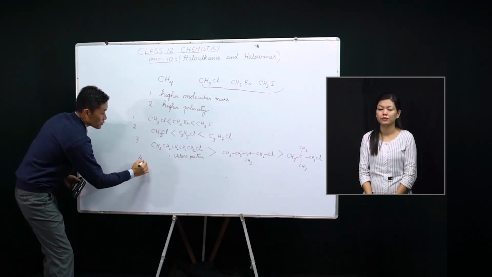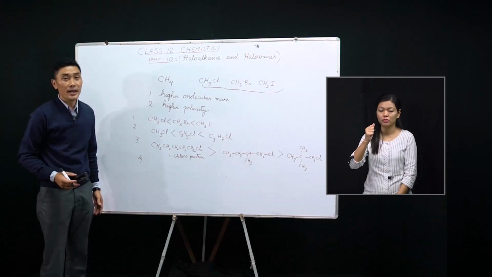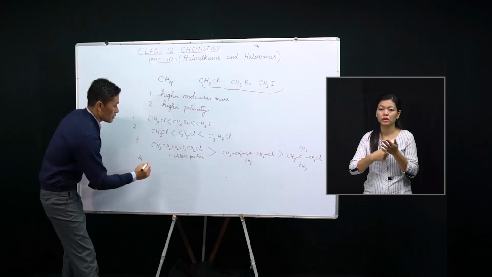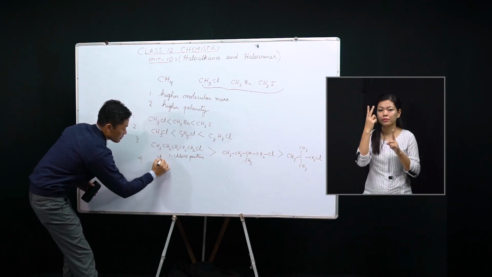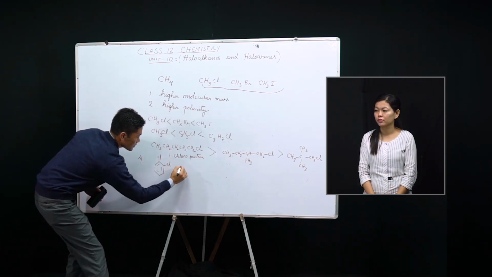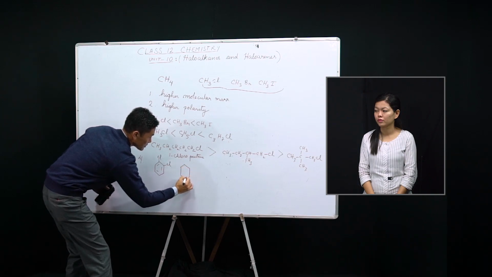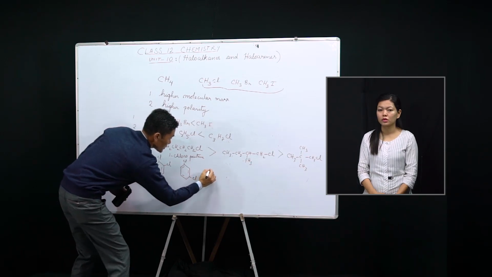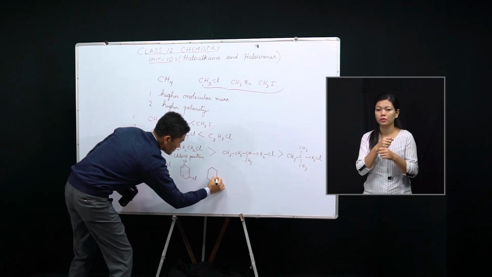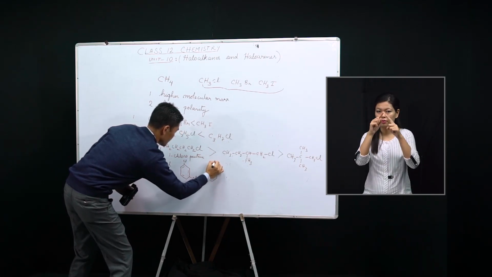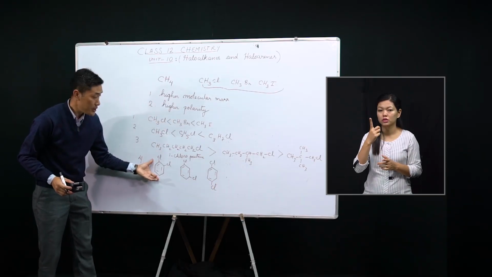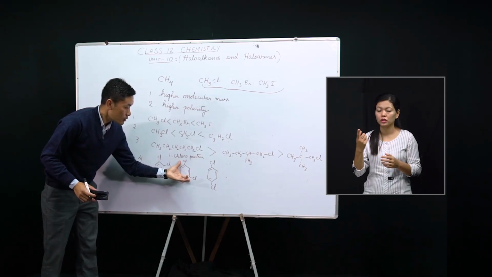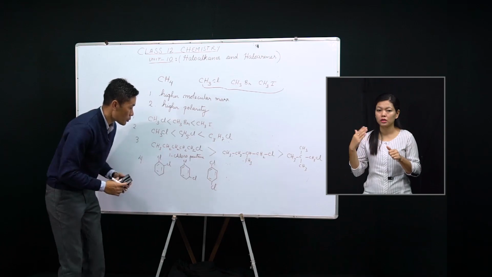Then the fourth point to remember is that if we have isomeric dihaloarenes, let us take 3 isomeric dihaloarenes where the chlorine atoms are placed at different positions. The first one is ortho-dichlorobenzene. The next one is meta-dichlorobenzene, and this one is para-dichlorobenzene.